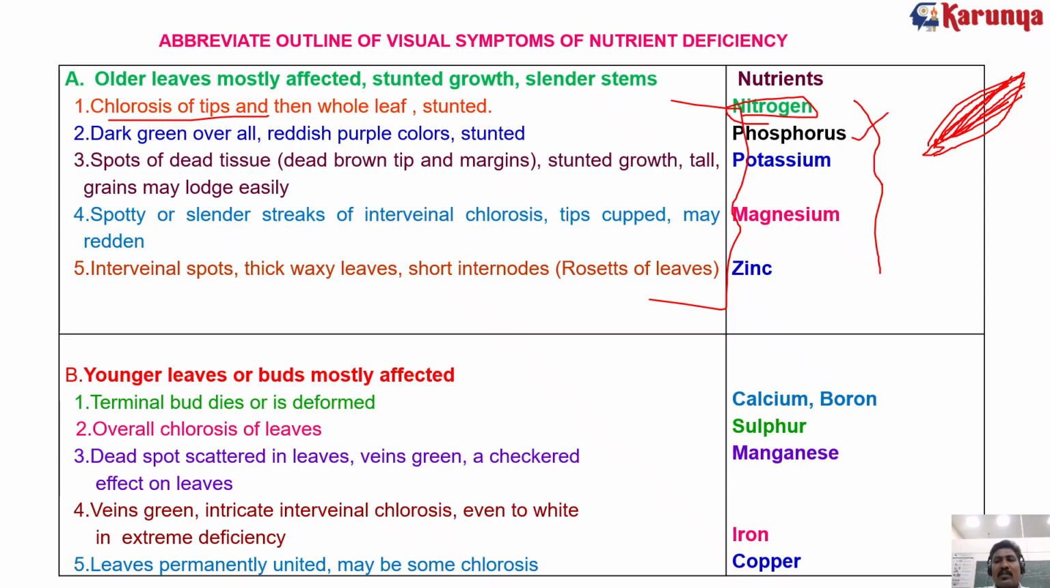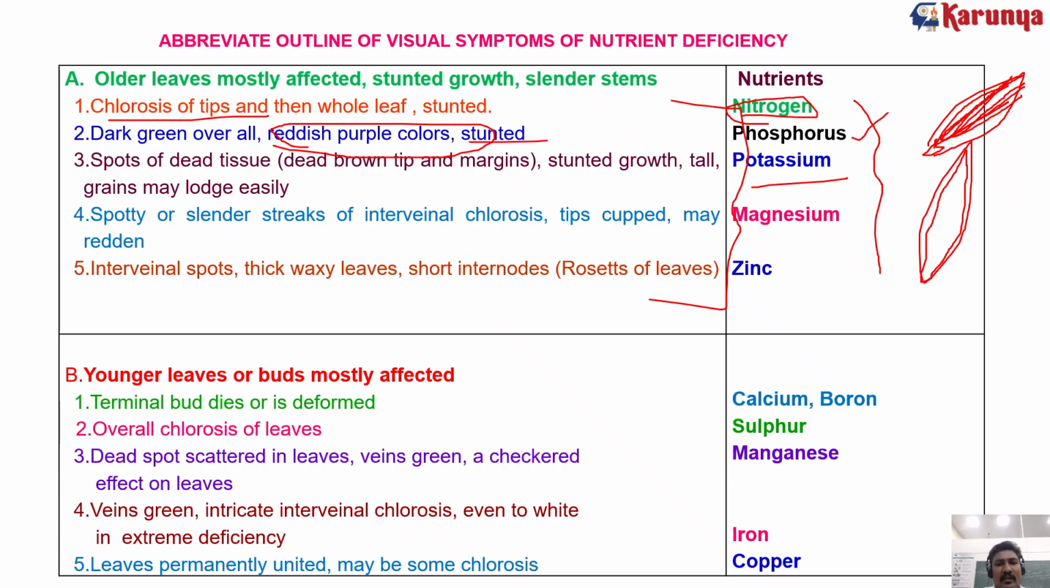Second, phosphorus. Phosphorus deficiency symptoms are very unique. It will produce a reddish purple color on the leaves in all crops, and also stunted growth, because phosphorus is very important for root development. And the next one is potassium. With potassium, the leaf margin will always get scorched. The dried leaf margin is the typical deficiency symptom of potassium.